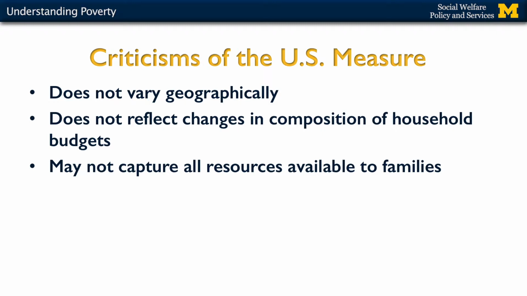Others note that the way we measure income might not be capturing all of the resources that are available to families. So benefits that come in the form of cash are counted, but if someone is receiving a public benefit that has a cash value, like a housing assistance voucher, that in-kind income is not counted. Others believe that families, when they talk to researchers from the Census Bureau, underestimate the amount of money that they have, leading some critics to argue that we have an overestimate of the number of families in poverty as well.